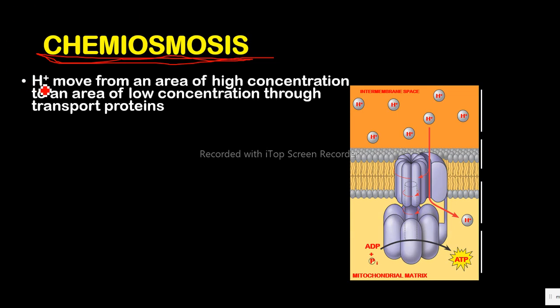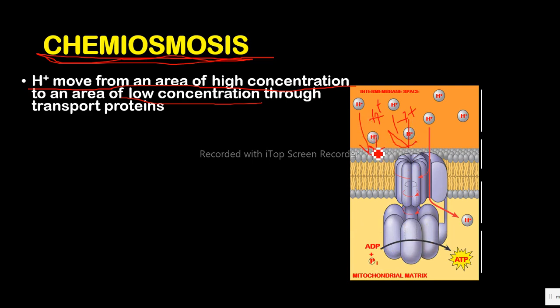So the hydrogen ions will always move from a region of high concentration to a region of low concentration. You can see the intermembrane space, this space, you have very many protons. But in the mitochondrial matrix, the protons are not that many. So as a result, these protons always tend to cross. They always tend to cross.